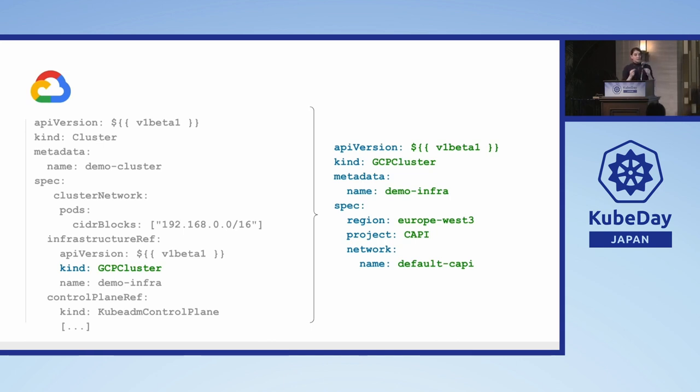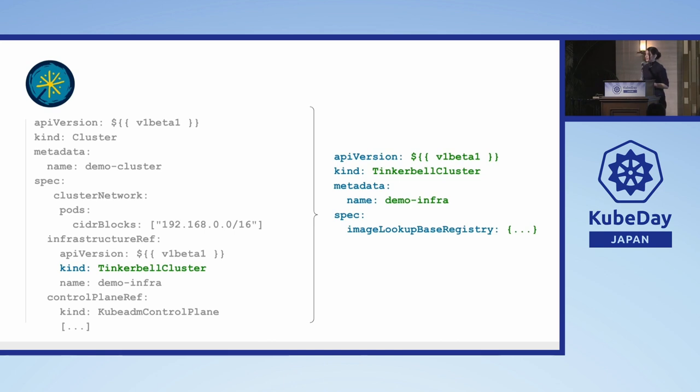But more importantly, what you can see here is that we have standardization. We can use and reuse our manifest. We have the building blocks. What's going to be different is the configuration for the cloud provider. And if you'd like to deploy our cluster using Tinkerbell, again, the infrastructure reference is going to point to a Tinkerbell cluster. However, the configuration is going to be very specific for Tinkerbell. And here I'm just specifying the base registry where we'd like to pull our images to be installed on our bare metal.